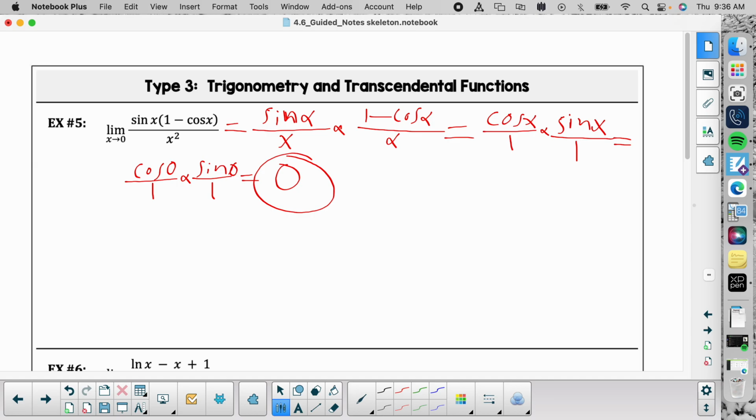Does anybody know a different way we could have done this problem rather than L'Hopital? I was hoping somebody would be super clever about this one. Andrew, you can't be asleep. Calc is not boring. You're just tired. Oh my goodness, I felt that dagger right in my heart.